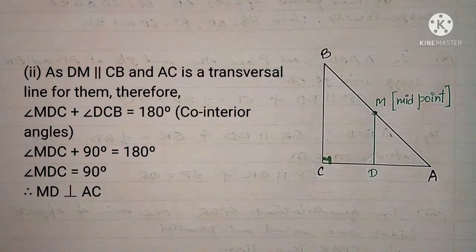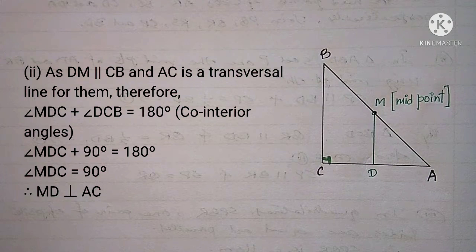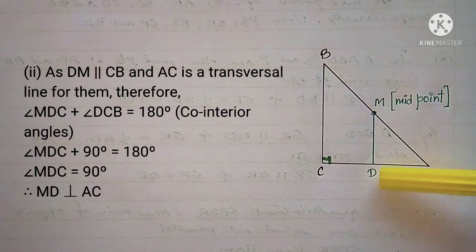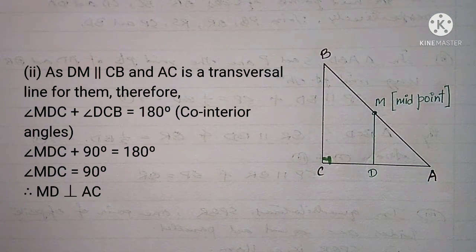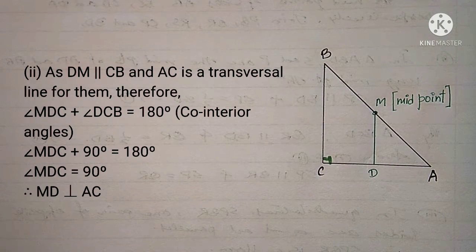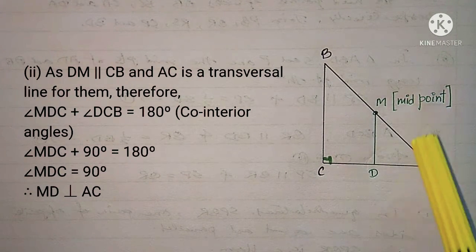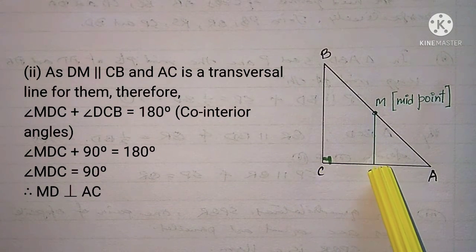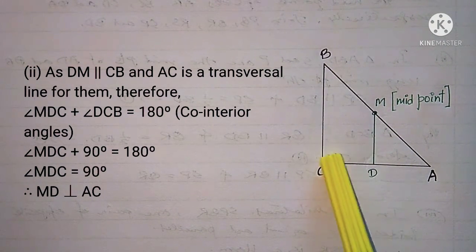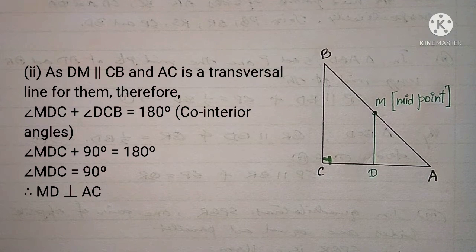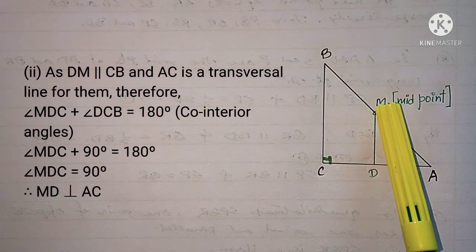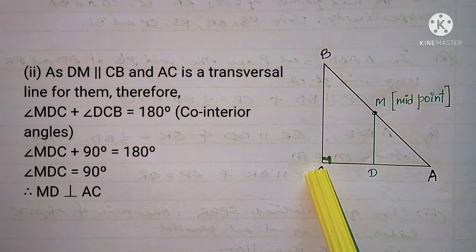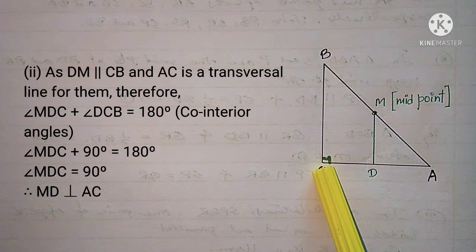The sum of these two angles is 180 degrees, because AC is a transversal and DM and CB are parallel. So that's why, as you see written, MDC plus DCB is 180 degrees. And if we keep this MDC, and already we know the angle DCB.